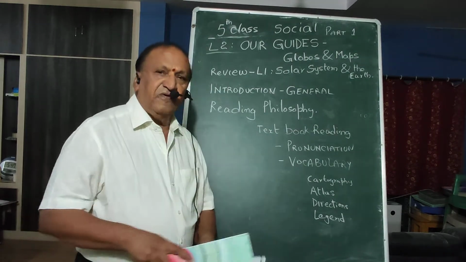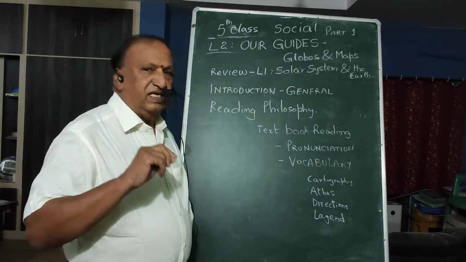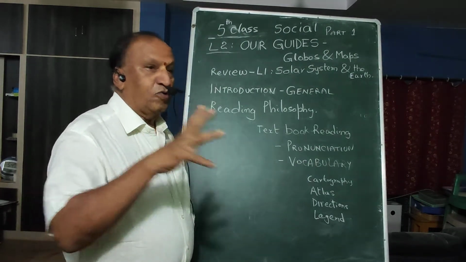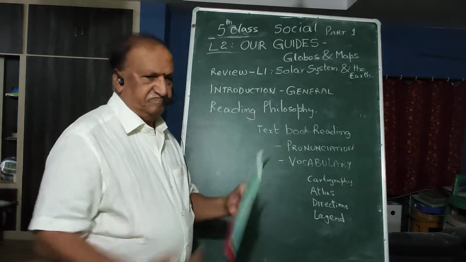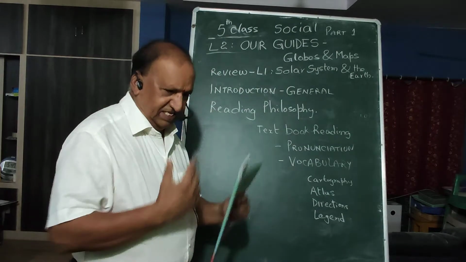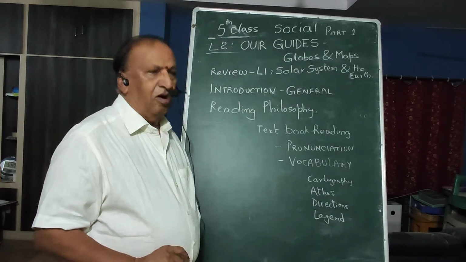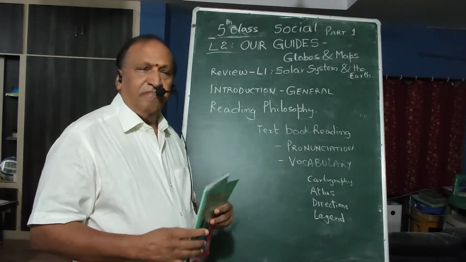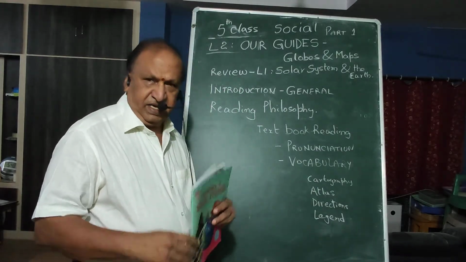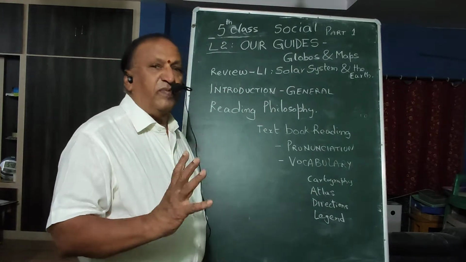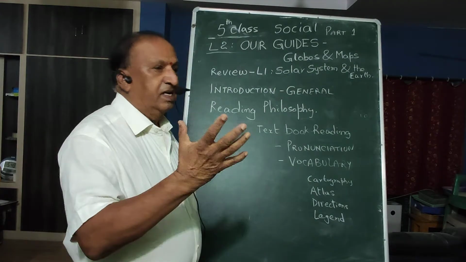Now, in the last lesson, we realized that Earth is in the shape of a globe. So that's why all the surface of land and water bodies can be represented on a globe. A globe is a three-dimensional object, just like your tennis ball.